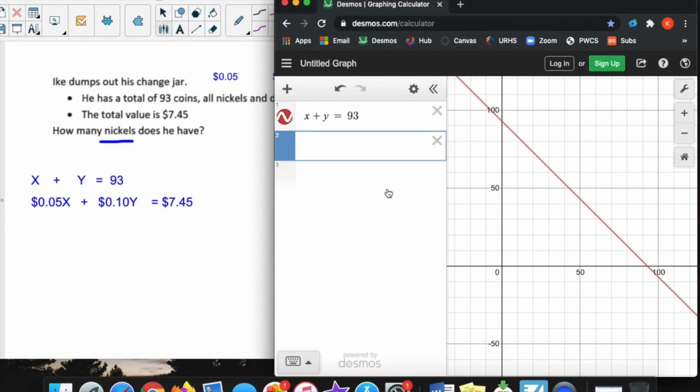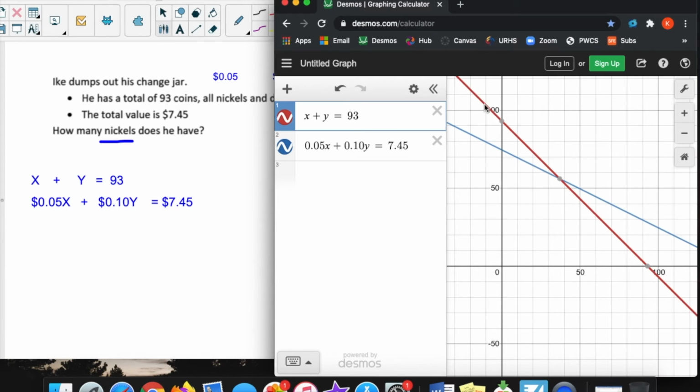And then I'm going to type my second equation in, just like it appears. You don't need the dollar signs in there. I don't think Desmos would like that. But 0.05x plus 0.10y equals 7.45. Okay, so we see my two different lines there.